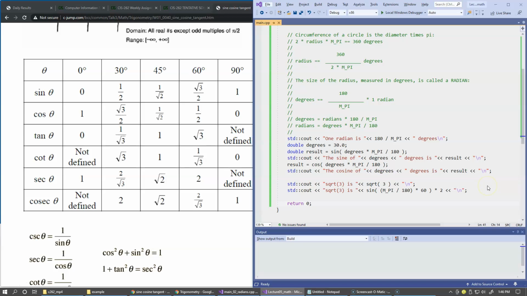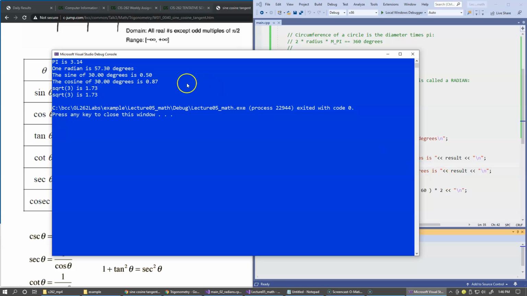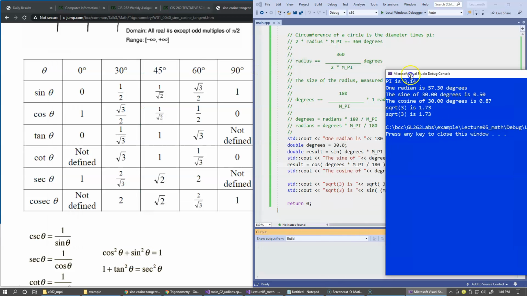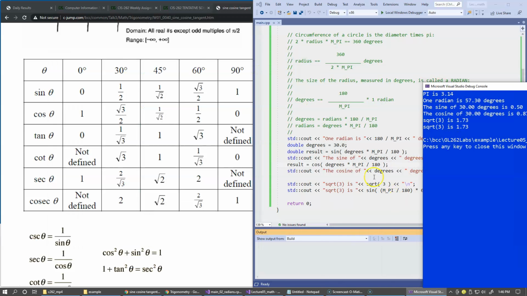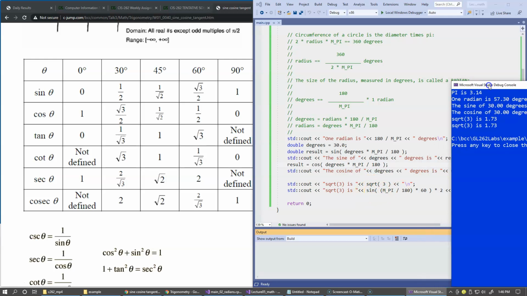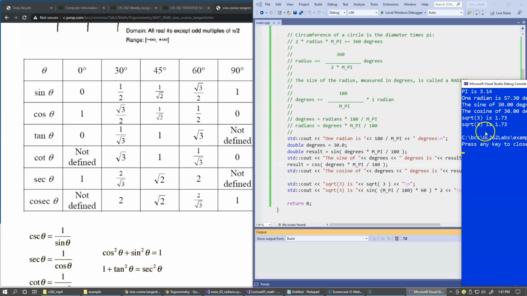I press Ctrl F5 to run this code, and you can see that this is exactly what we're getting. So both outputs, taking the square root directly and using sine to compute it, give us the same result.